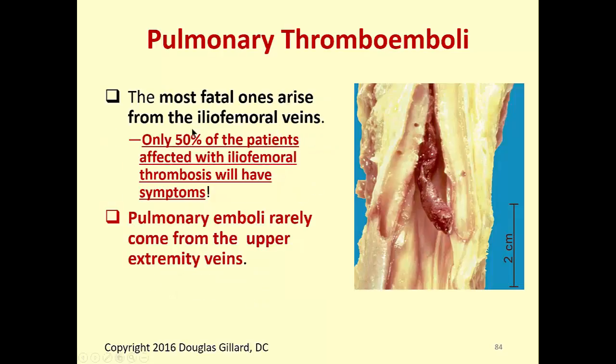Most fatal ones arise from the iliofemoral veins. And the scary thing about that, if it starts in the calf and works its way up, chances are you'll feel it. But if it starts in the iliofemoral veins, in the deep femoral, common femoral, or the internal or external iliac veins, there's not a lot of pain receptors there. So only half of the patients actually feel the most deadly ones. Pulmonary emboli rarely come from the upper extremity.